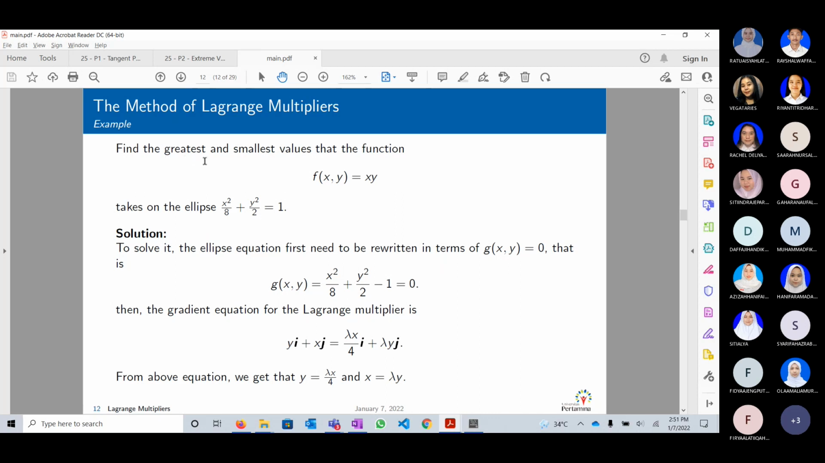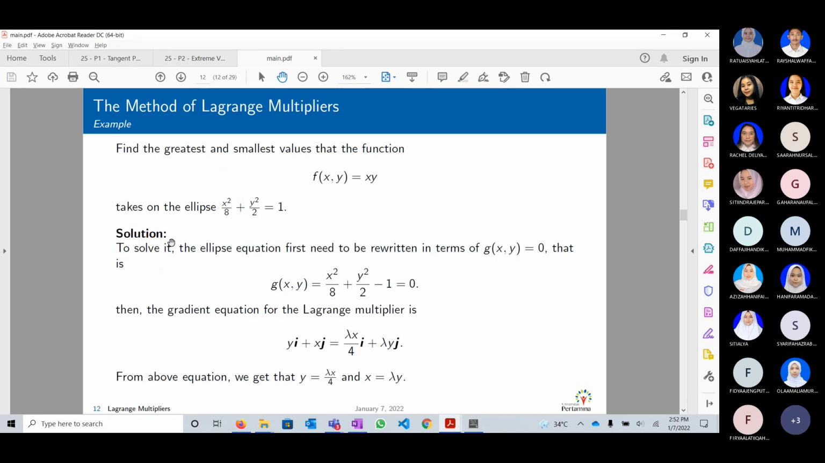For example, find the greatest and smallest values that the function f(x, y) equal to xy takes on the ellipse x squared over 8 plus y squared over 2 equals 1. Jadi di sini kita diminta untuk mencari nilai tertinggi dan nilai terendah dari fungsi f(x, y) sama dengan x kali y yang ada pada elips ini. Elips x kuadrat per 8 tambah y kuadrat per 2 sama dengan 1.